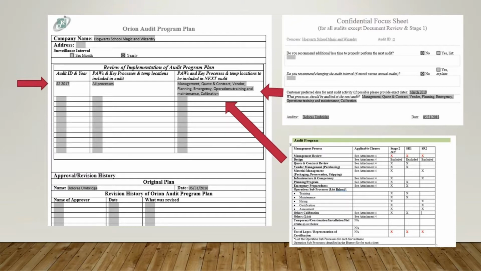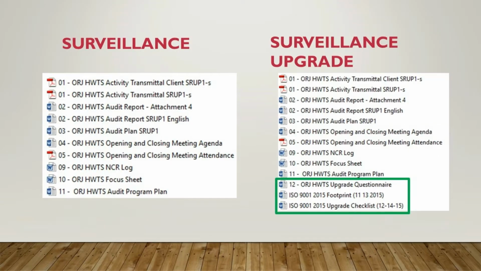Now we're done with stage 2. Nicely done. Let's move on to the compulsory documents for surveillances and surveillance upgrades. We've already explained all of them except for the ones in the green rectangle, so we'll only be talking about those. There must be a footprint and upgrade checklist for each of the standards that will be upgraded.